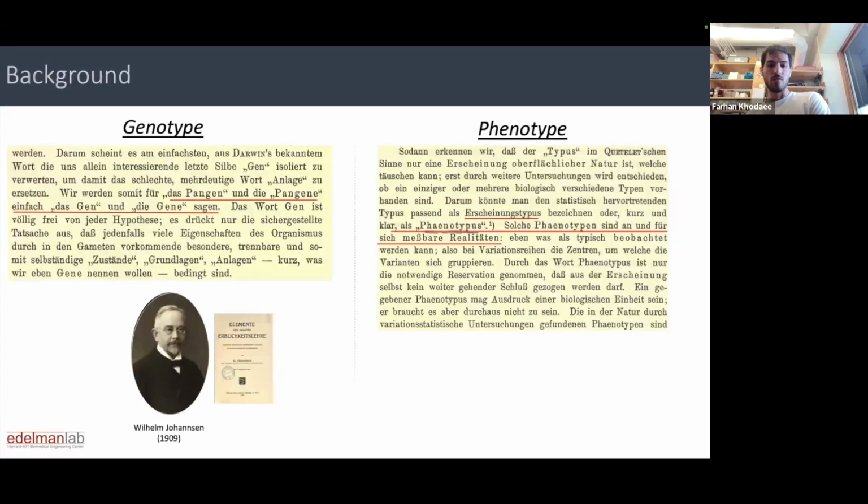I want to go back to what genotype and phenotypes are. My favorite figure in the history of genotype and phenotype is Wilhelm Johansen. In 1909, he published a book in German, which still has not been translated into English. But he first introduced the concept of gene, which you can see here. He got the concept from pangene that Darwin introduced, and he says that it's better to say gene because it's free of any connotation or hypothesis.